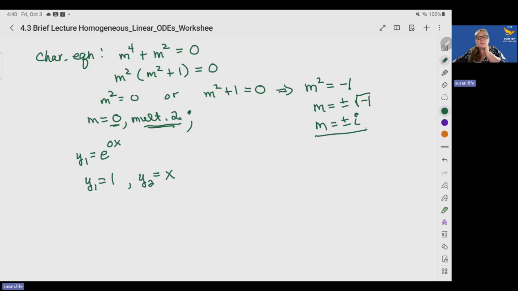From m equals plus or minus i, this is a complex solution. But the real part of that complex number is 0. So we're going to have e to the 0x, which is going to be 1, meaning that e is going to drop out, and we're left with just plus or minus i. And so our third solution is going to be sine, the coefficient of i is 1, sine 1x, and then y sub 4 is cosine 1x.